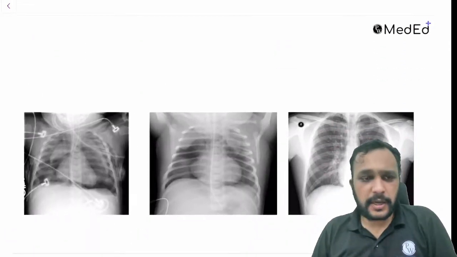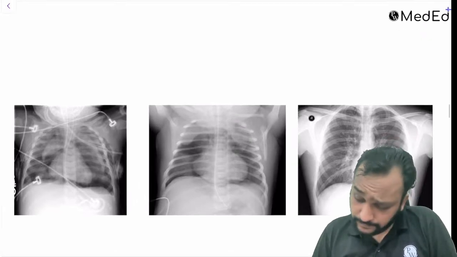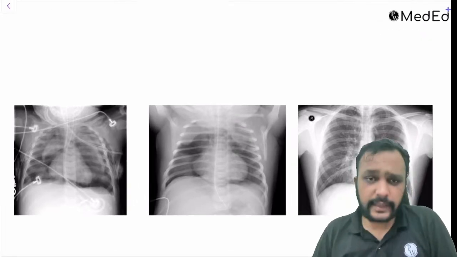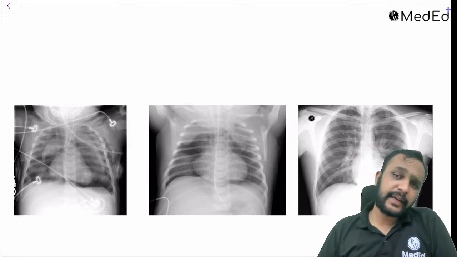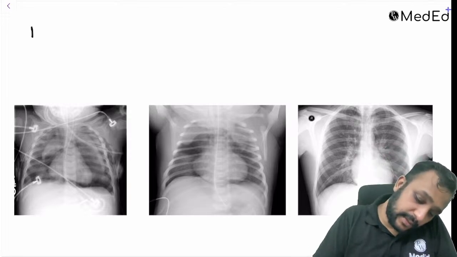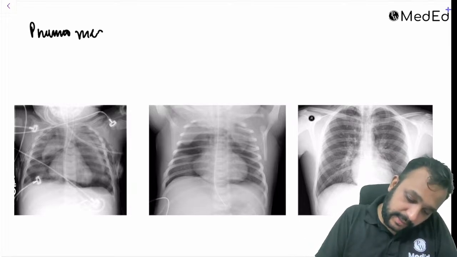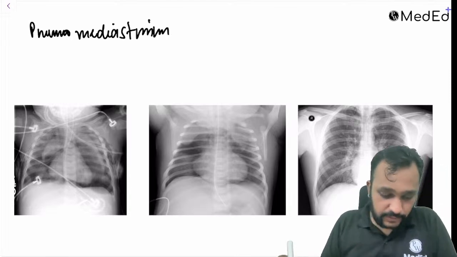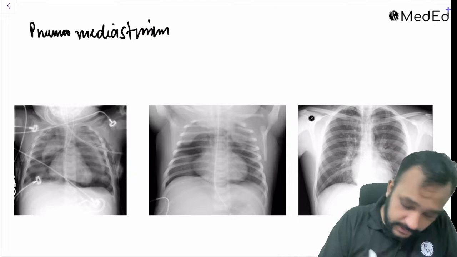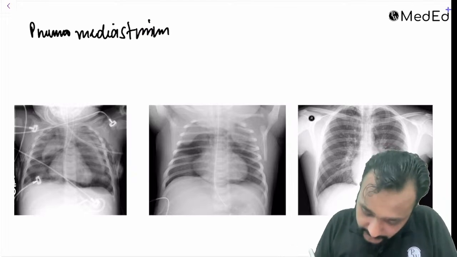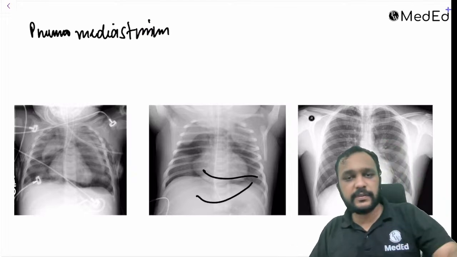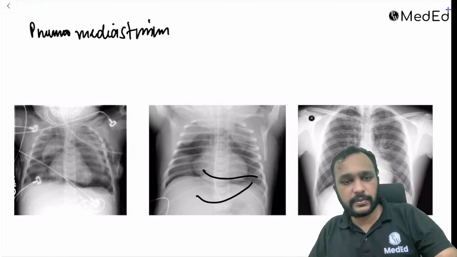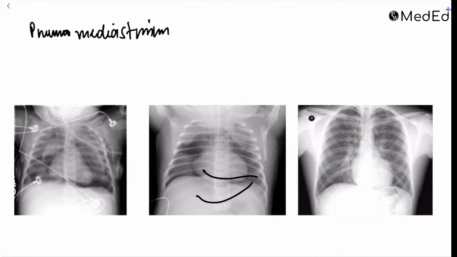So now talking about another group of signs which will be seen in patients with pneumomediastinum. So guys, just remember, in pneumomediastinum, the most important sign that you are going to see is the continuous diaphragm sign. You will see that the diaphragm appears continuous. So this is the continuous diaphragm sign.